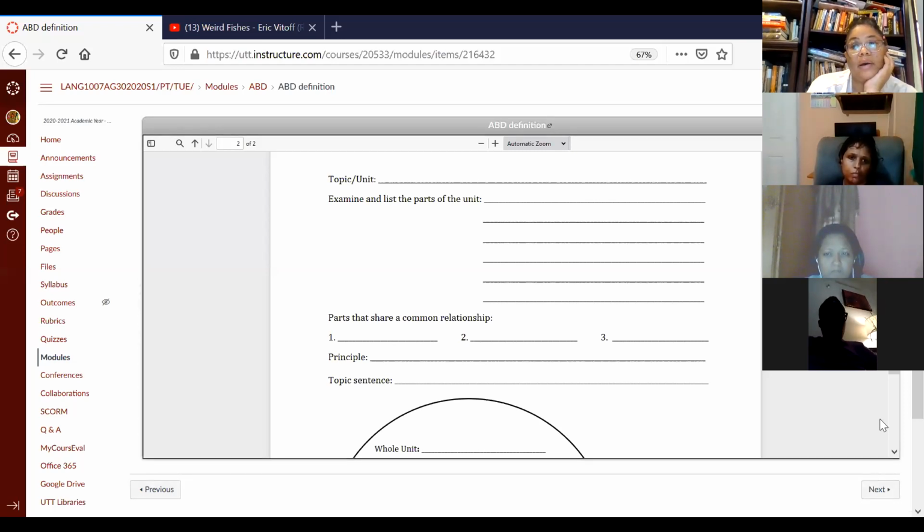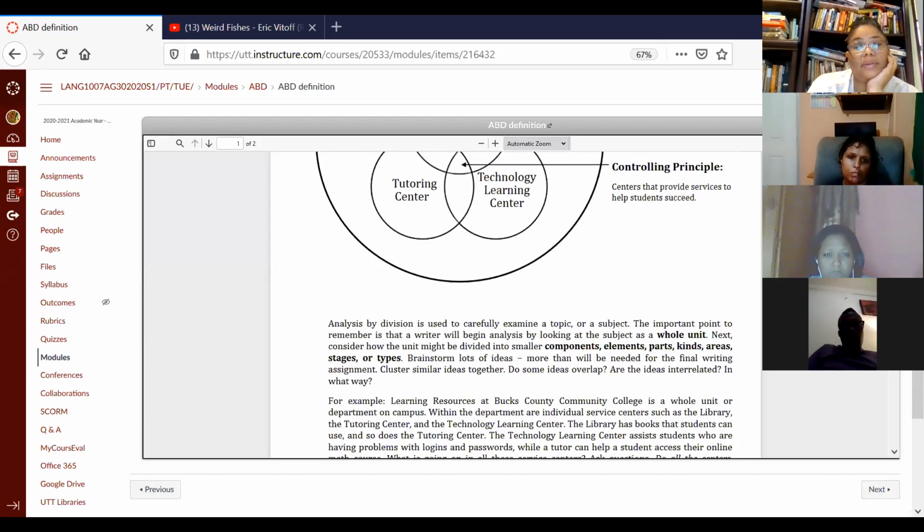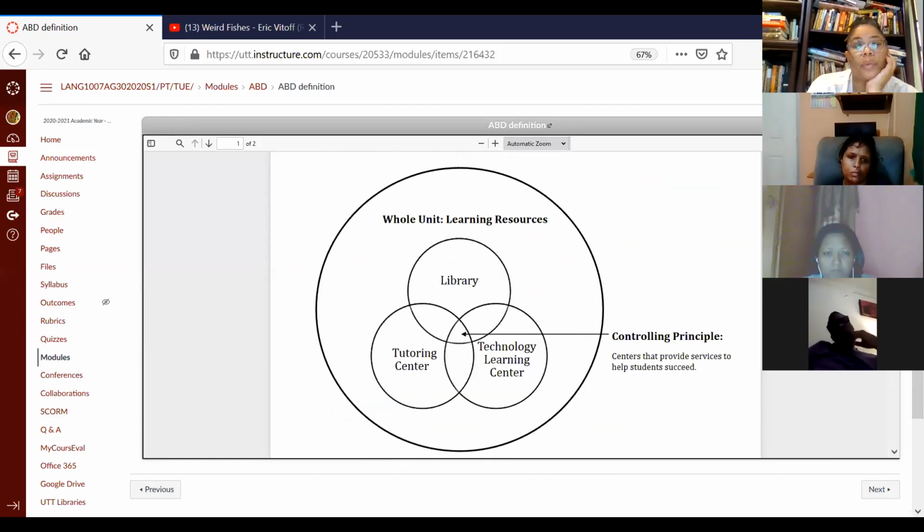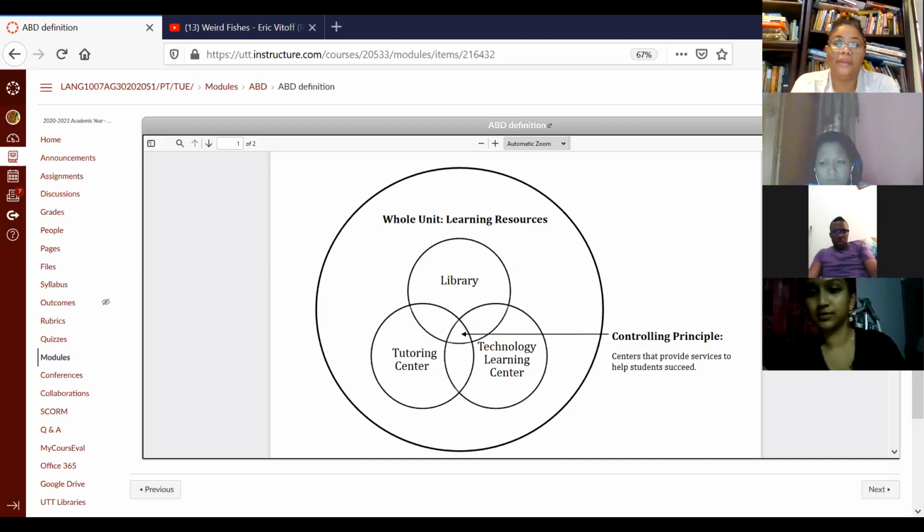All right, this is another way to look at it, a more visual way. So we see here the whole unit is a big circle, it's a Venn diagram. The controlling principle is what connects the three divisions. So in this example, they're looking at a learning resource center at a university.